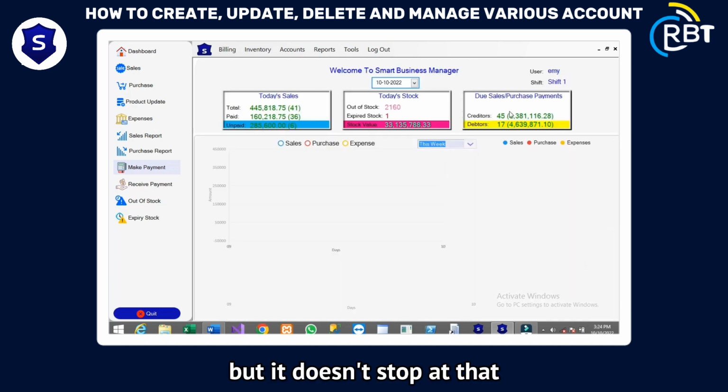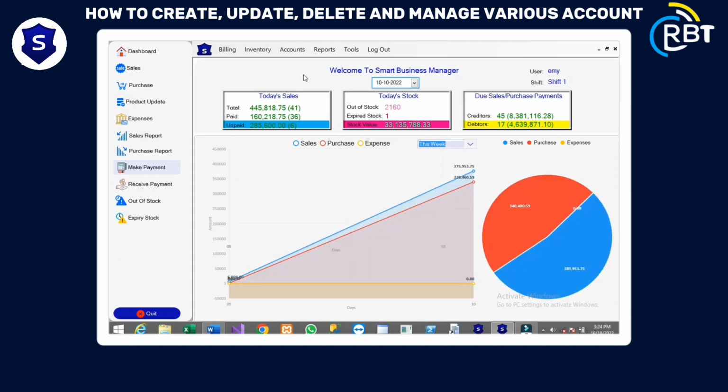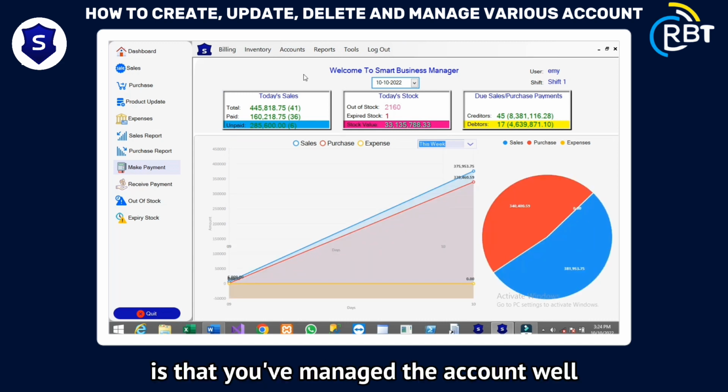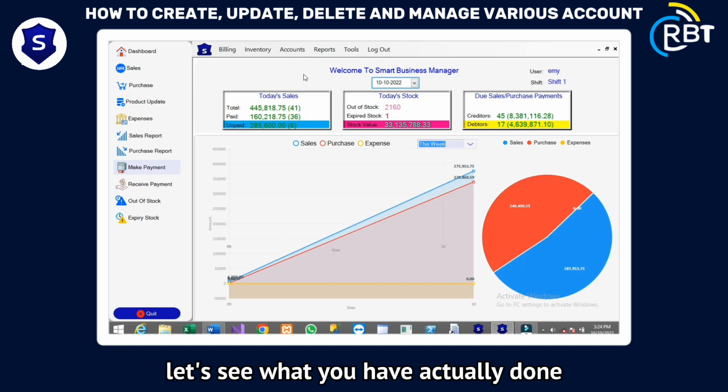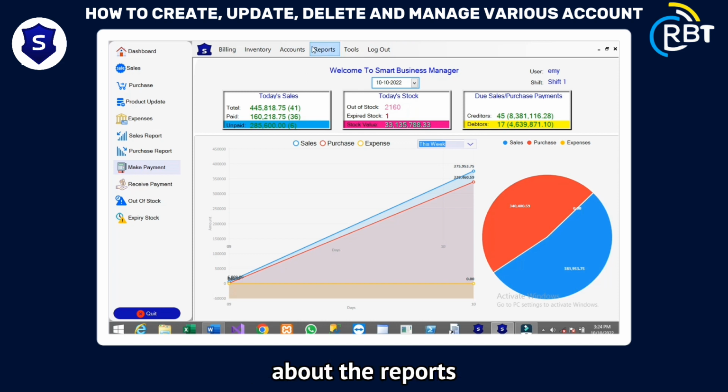But it doesn't stop at that. The essence of this whole thing is that you've managed the account well, right? But what is the result? What is the report? Just like someone that has gone to university and studied, you want to see what is the report of what you have done. Let's see what you have actually done, and that's what we'll talk about, the report. And when we talk about this report, we'll talk about your account report.